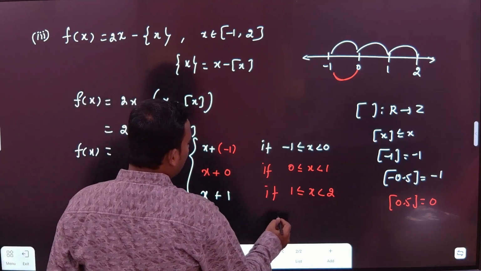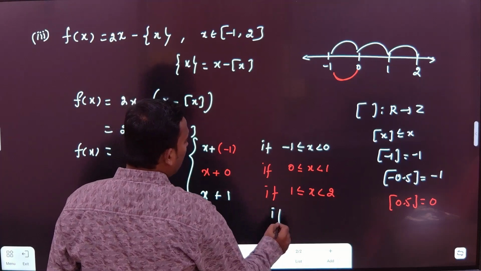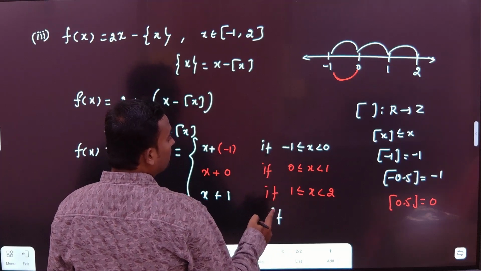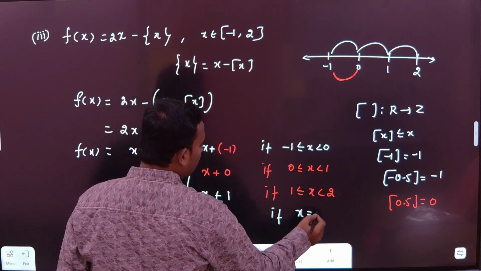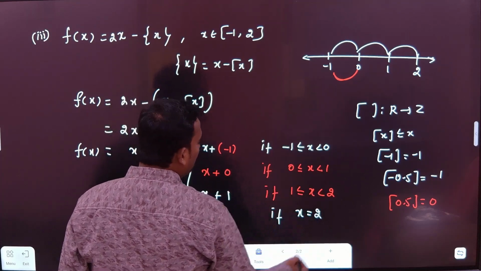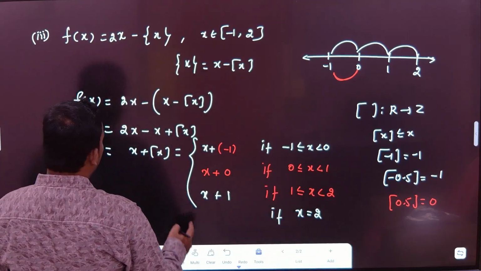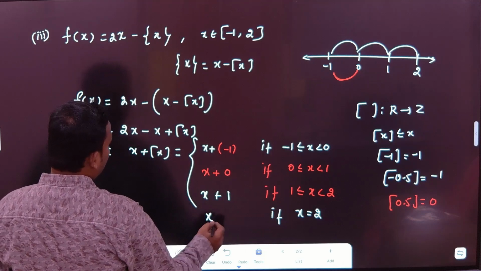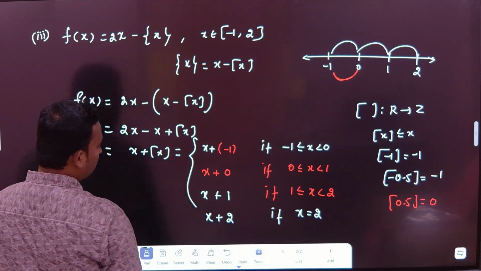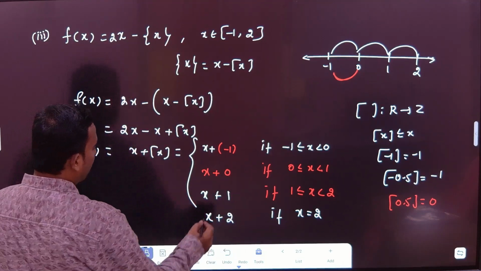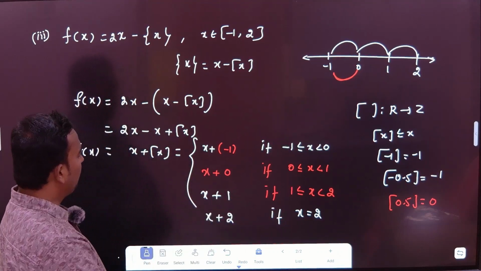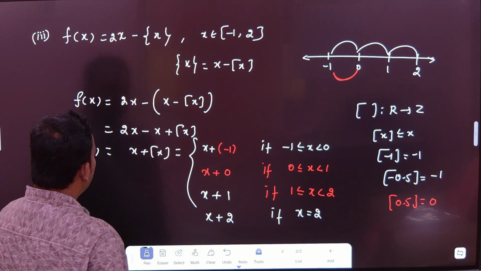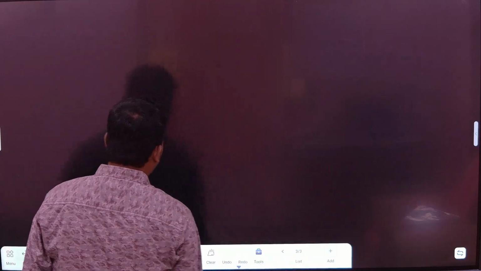In the above interval 2 is not included, so you have to include the next case. X equal to 2, then what is the greatest integer value? 2 only, so x plus 2. Clear? This is your redefined function, right? Okay, then finally how to rewrite this one?